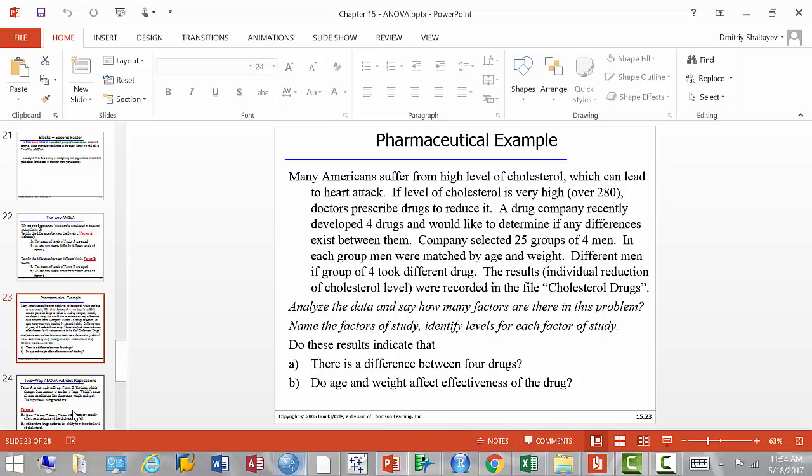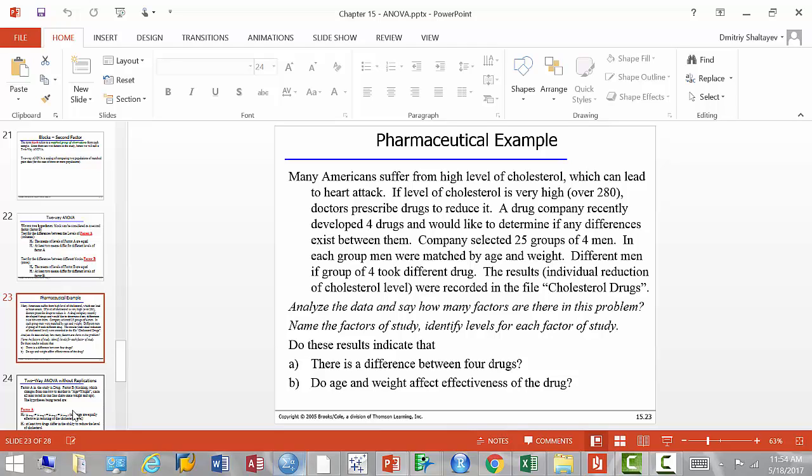So here is the problem. Many Americans suffer from high levels of cholesterol, which can result in bad things like heart attacks and such, right? So if the level of cholesterol is very high, over 280, whatever the units are, okay, doctors prescribe drugs to reduce that. So doctors, again, don't treat you, right? They patch things up, okay? And make things look better than they really are. They don't treat underlying health conditions, but instead they provide you a Band-Aid. Anyhow, so you take a drug, cholesterol level goes down, so the plaque doesn't form in your arteries, and therefore there's less of a chance of a heart attack.